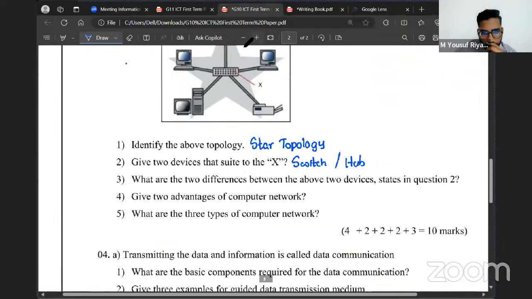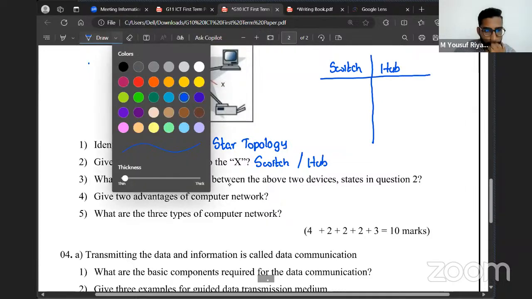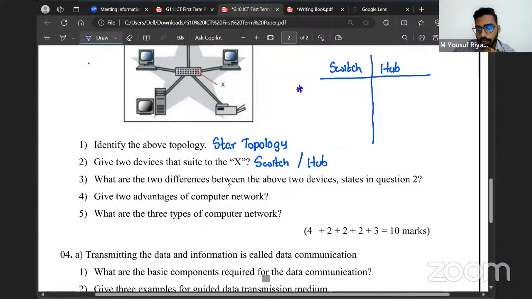Next one. What are the two differences between the above two devices, switch and hub? If you take switch and hub, one of the differences you can talk about is the data transmission mode. If you take switch, what is the data transmission mode? Is it simplex, half duplex, or full duplex?